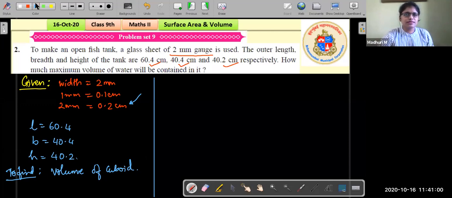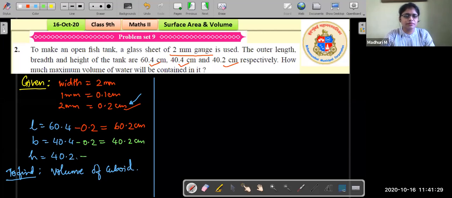So the next step we need to do before we begin the volume part is to reduce the length, breadth and height by 0.2. So the length will be 60.4 minus 0.2. That will be how much? That will be 60.2 centimeters, right? What will be the breadth? Again, we have to subtract 0.2 over here. That will be 40.2 centimeters.